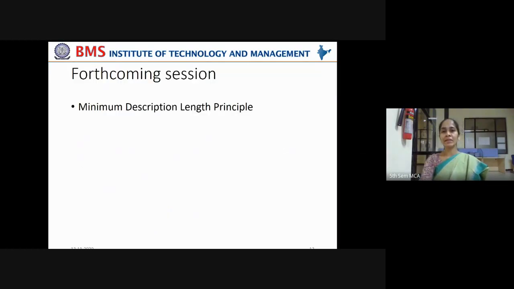Now in the next session, we'll see what the minimum description length principle is. You remember the Occam's razor method we discussed in the neural networks beginning session. That can be discussed further in detail under this minimum description length principle: why we prefer a simpler hypothesis when compared to a complex hypothesis.